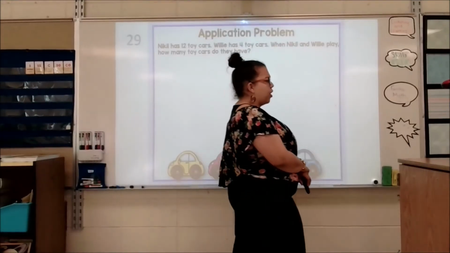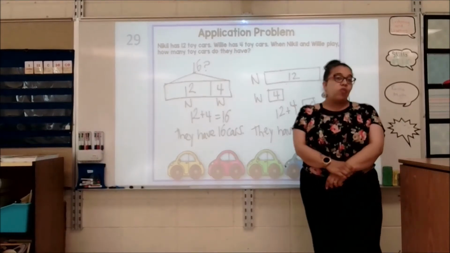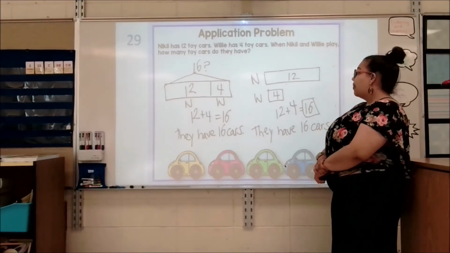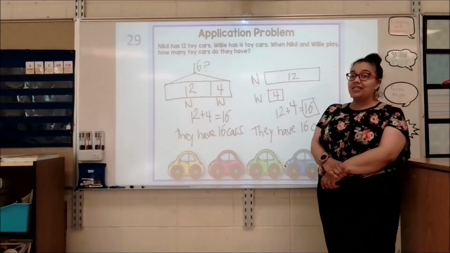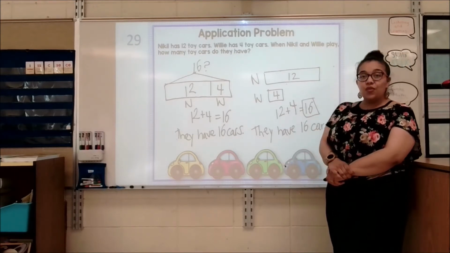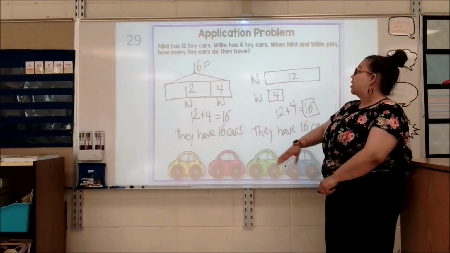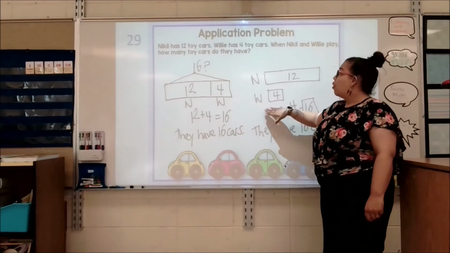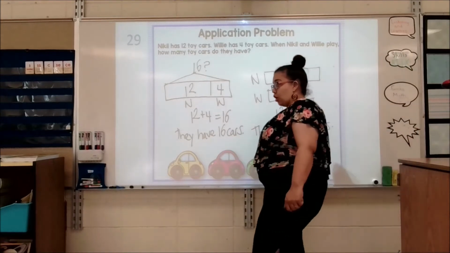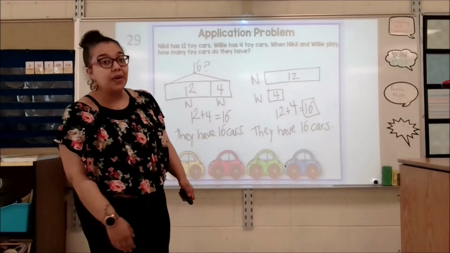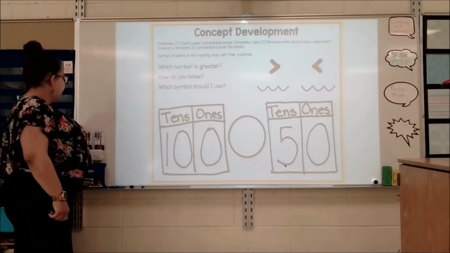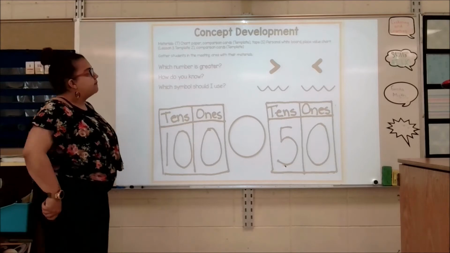All right, great work. And we were able to see that either using a double tape diagram or a single tape diagram to put them together, that they have 16 cars. Nikel's 12 plus Willie's 4, they have 16 cars. And you can use a single tape diagram or a double tape diagram to represent Nikel and Willie's cars that they play with. Yay!